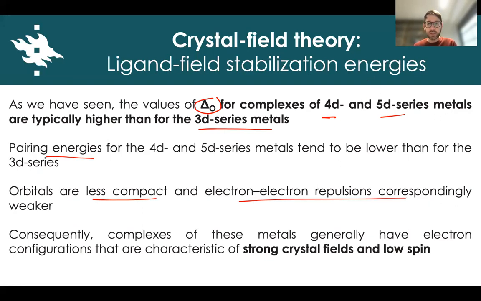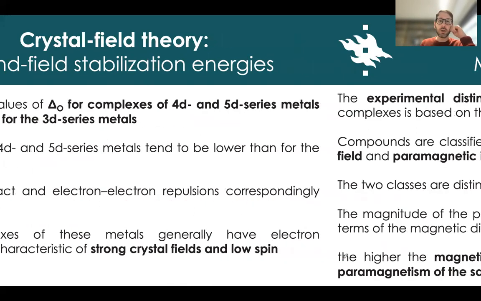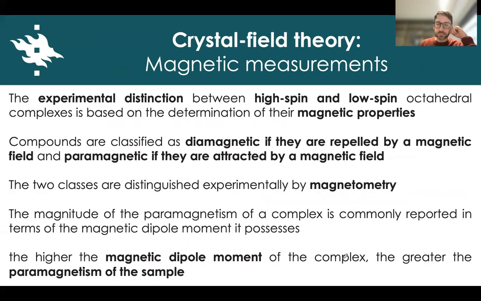Therefore, we can say that for metals of the 4d and 5d series, the only possible configurations, or the only possible scenarios, is that we have strong crystal fields, large ligand field splitting parameters, so strong ligand fields, strong field case, therefore low spin complexes.